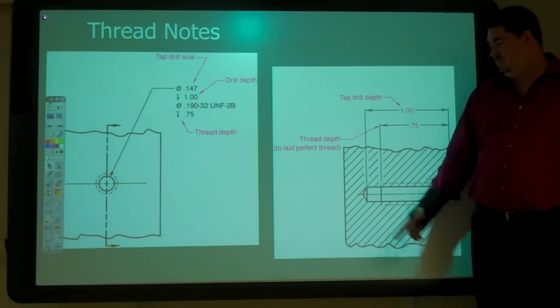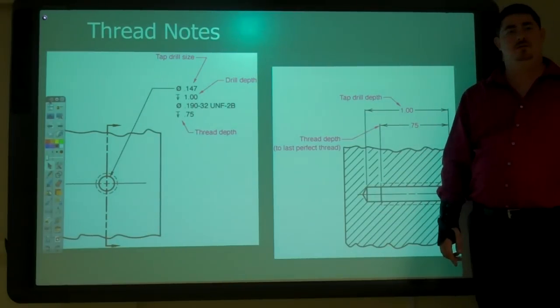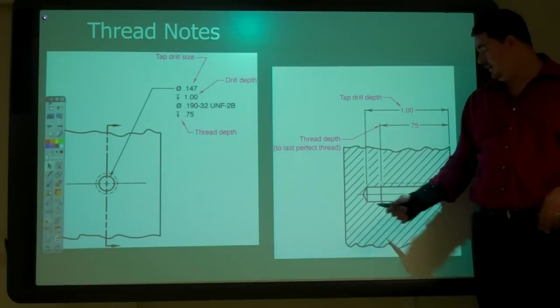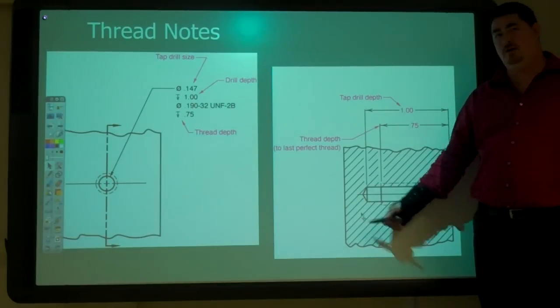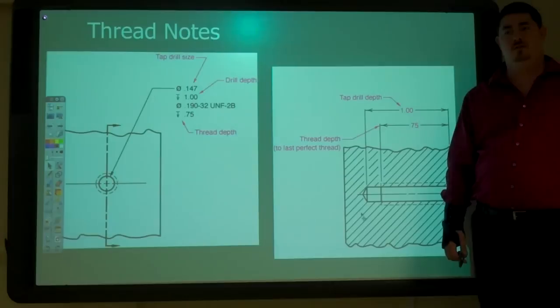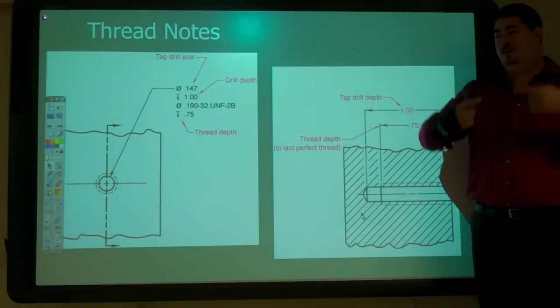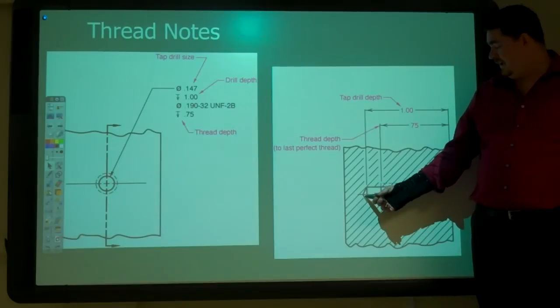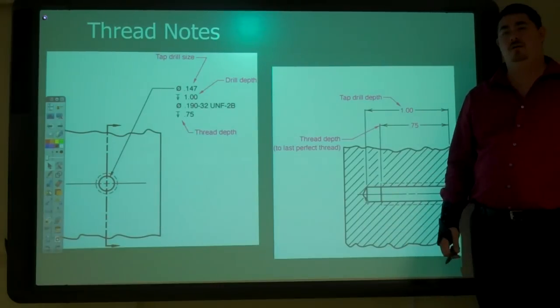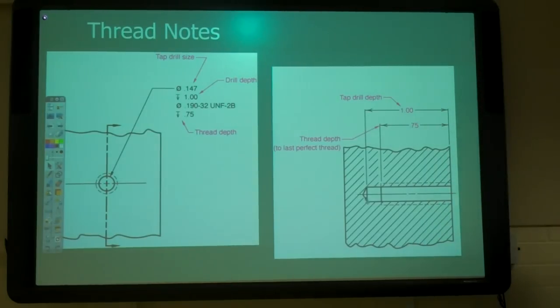Why do we do a little thing like that at the end? Why does it have this little arrow at the end? This is a drill, right? Yeah, the end of your drill has a tip. So is the tap. What angle is that there?